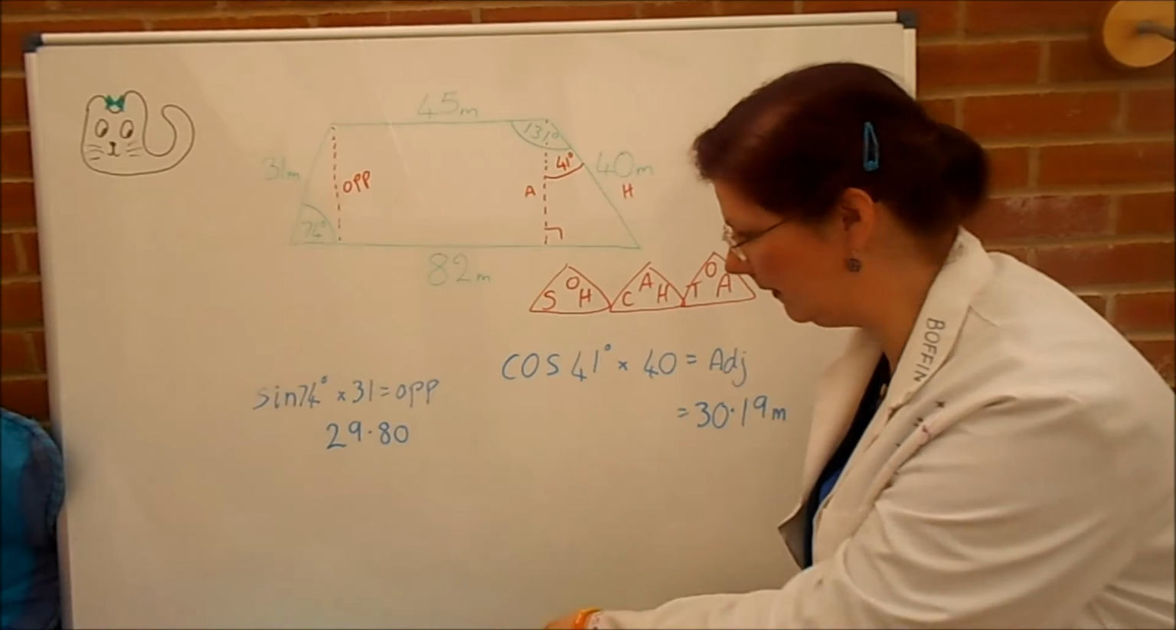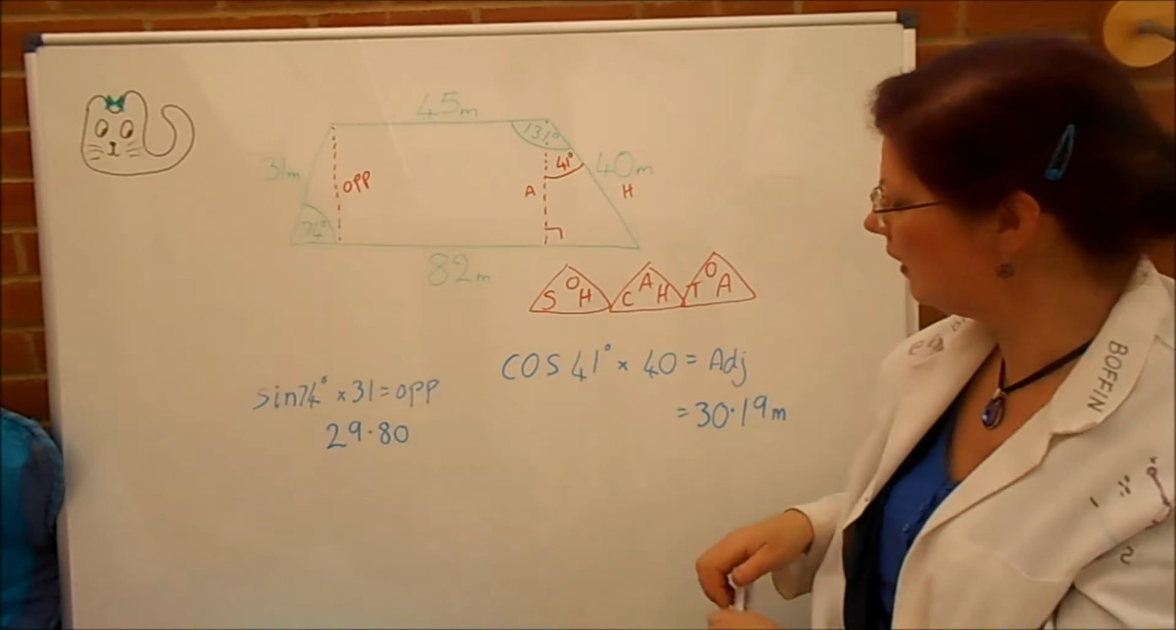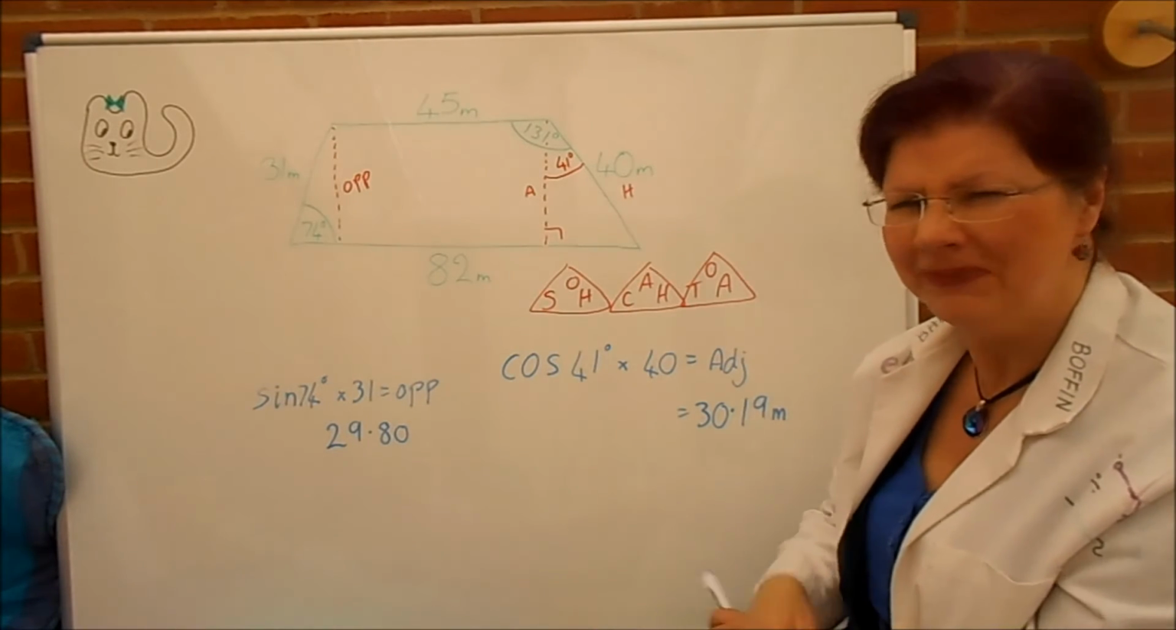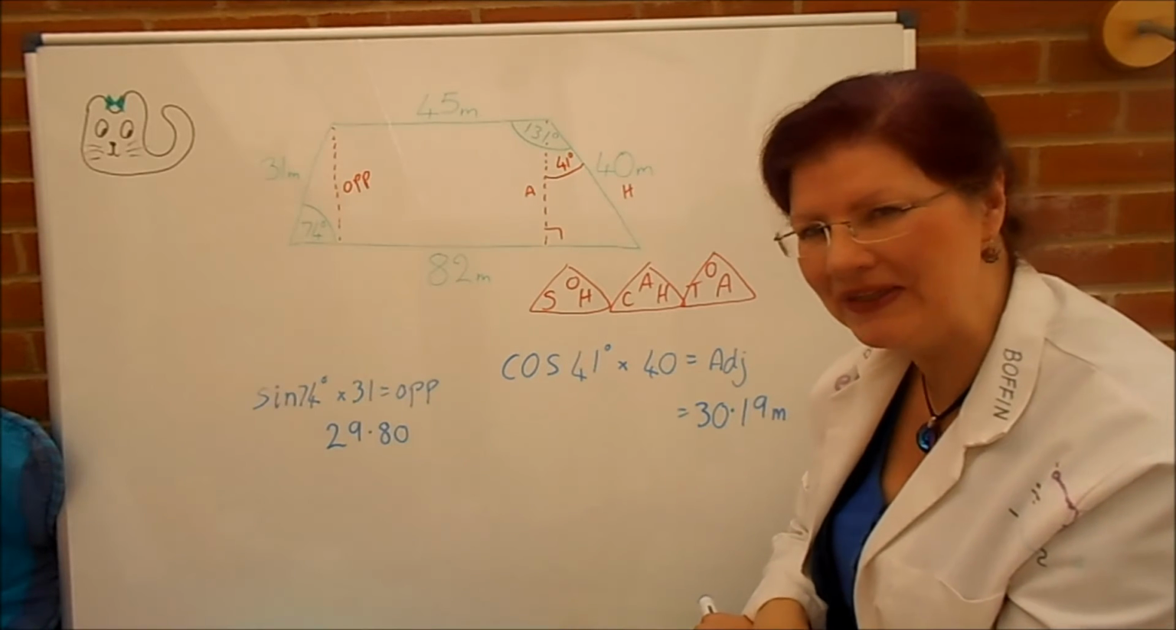Okay, 2dp on there. If it says 2dp, you put 2dp. Okay, so there are our heights. We've got 30.19 and 29.80. Yeah, they're pretty much the same, aren't they? So yes, this is approximately a trapezium.